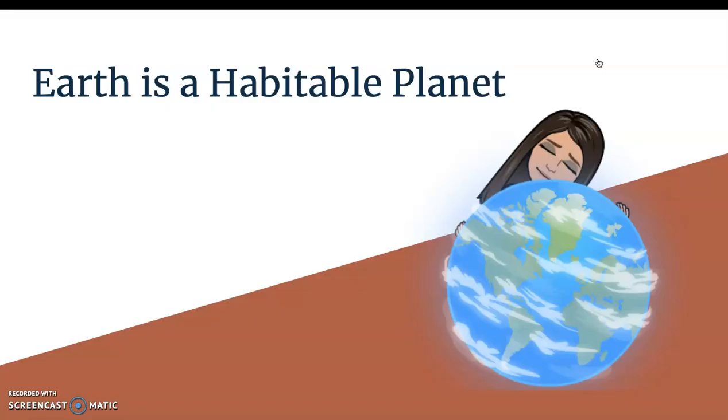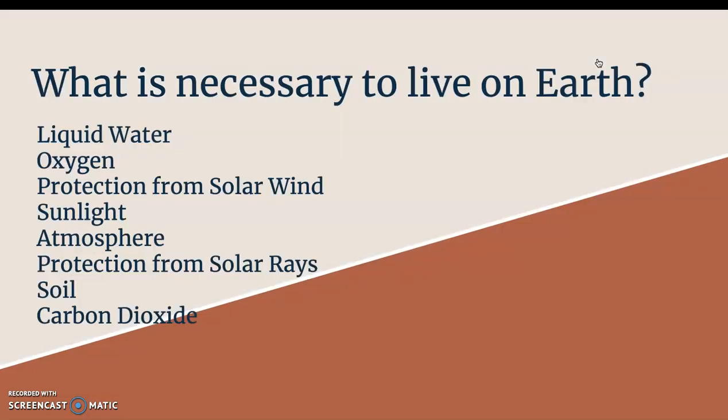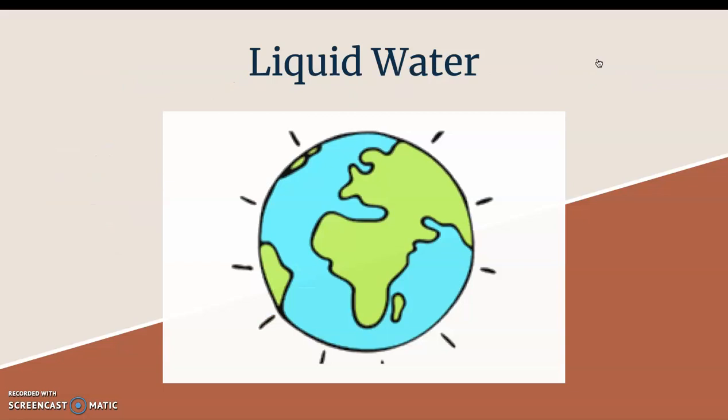Okay, hi. So I'm going to be talking about how the Earth is a habitable planet. So, what is necessary to live on Earth? We need liquid water, oxygen, protection from solar winds, sunlight, atmosphere, protection from solar rays, soil, and carbon dioxide. The first we're going to be talking about is liquid water.